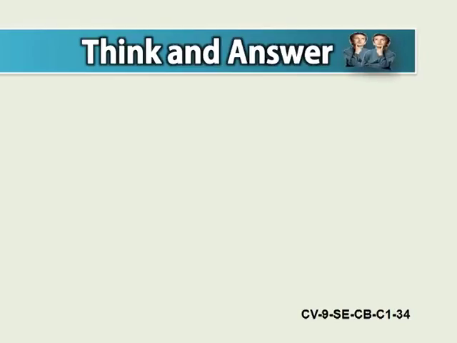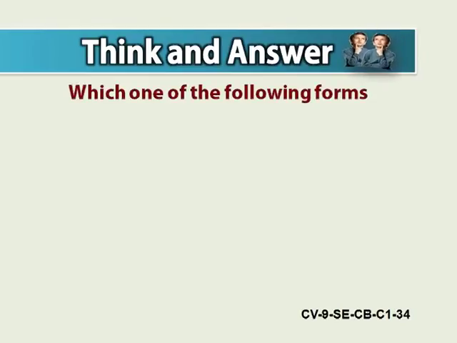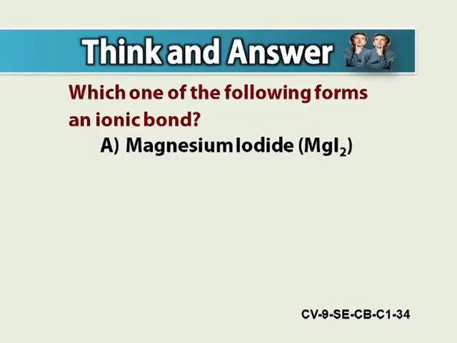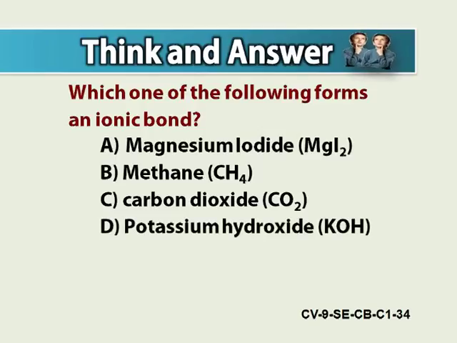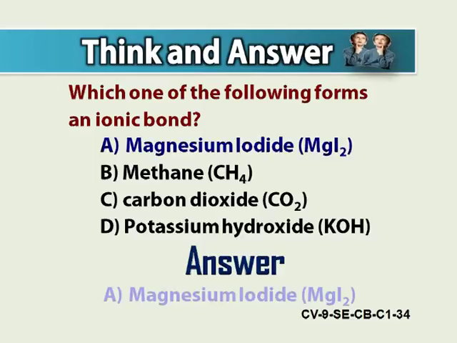Here is one more question. Which one of the following forms an ionic bond? A. Magnesium iodide MgI2, B. Methane CH4, C. Carbon dioxide CO2, D. Potassium hydroxide KOH. Answer: we know that ionic bond is formed between a metal and a non-metal. So the correct option is A, magnesium iodide MgI2.